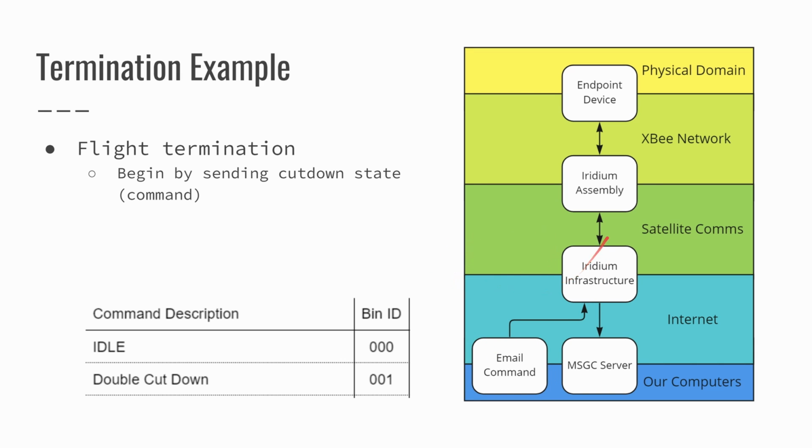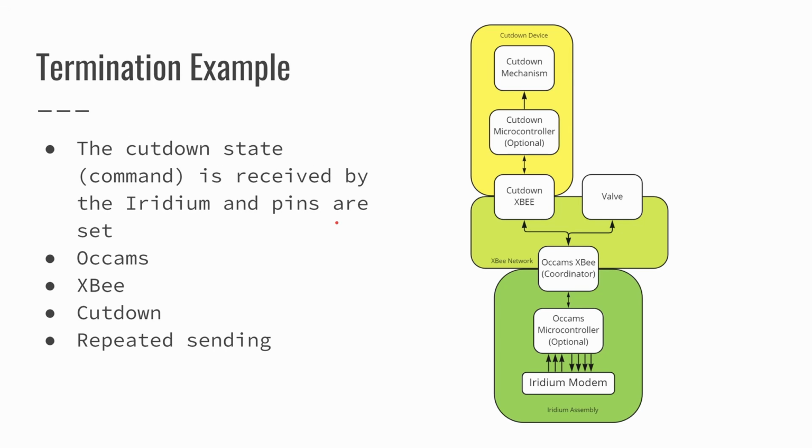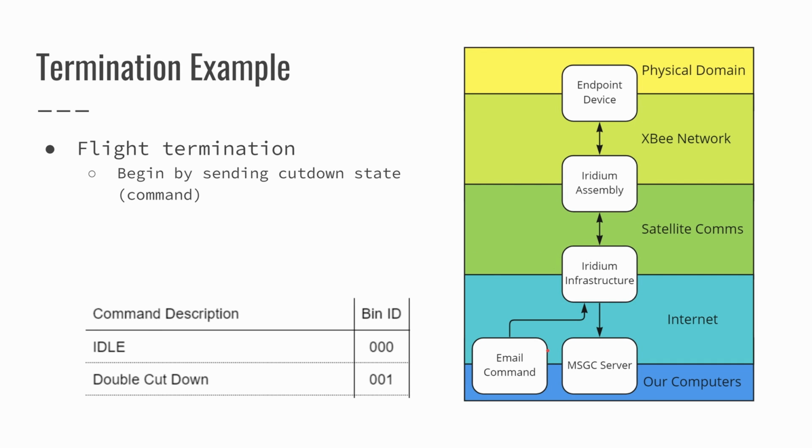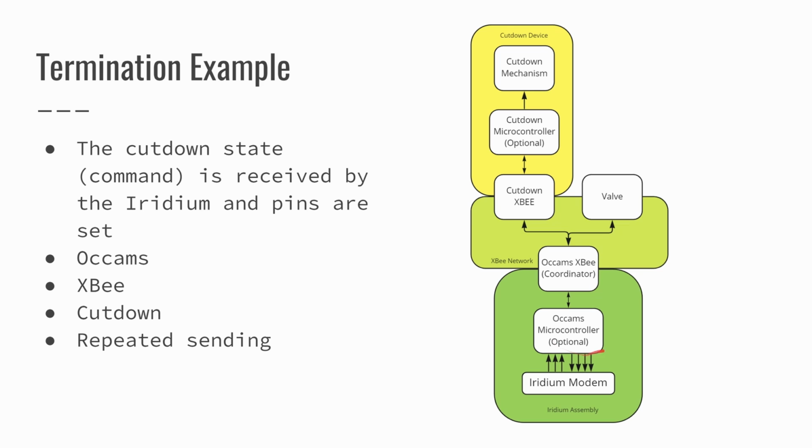It takes some time, and then eventually it reaches the Iridium Assembly. And then it sets these 3 pins here. What was it? 0, 0, 1, right? So then this microcontroller, or the XBee if it happens to be the microcontroller, reads that in and transmits it over the XBee network, and then that's received, and then it physically cuts down.